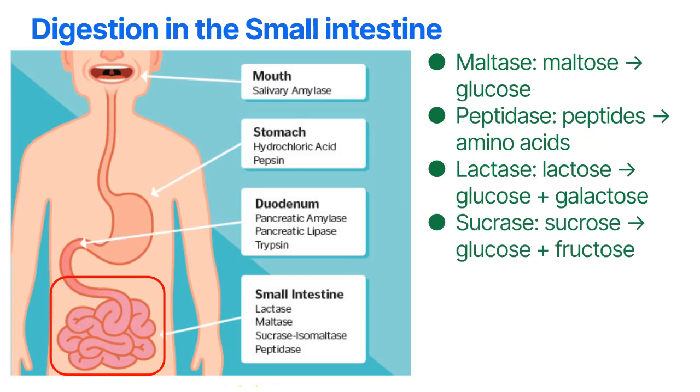Intestinal juice contains several enzymes. Maltase breaks down maltose into glucose. Peptidase breaks peptides into amino acids. Lactase breaks lactose into glucose and galactose. And sucrase breaks sucrose into glucose and fructose.